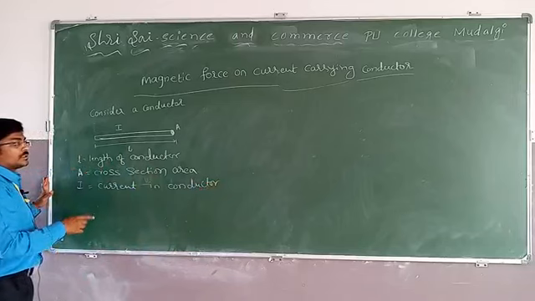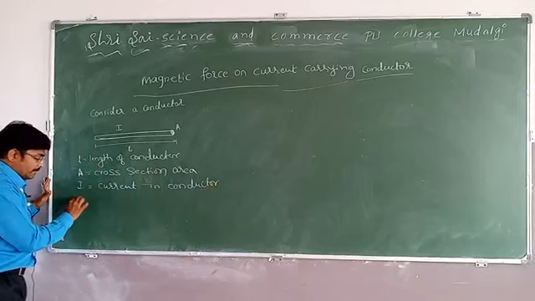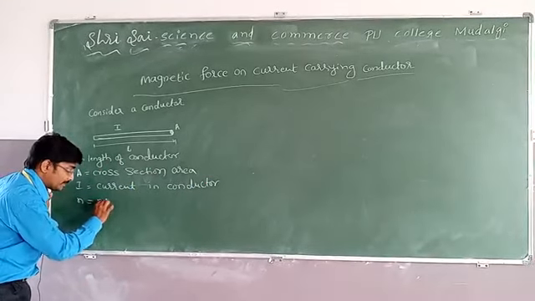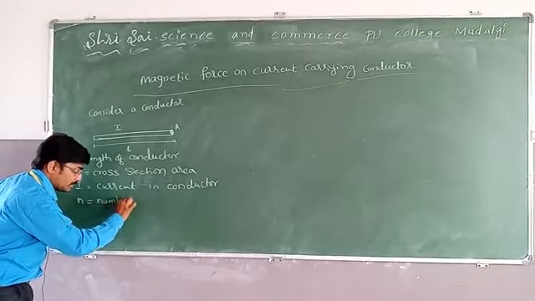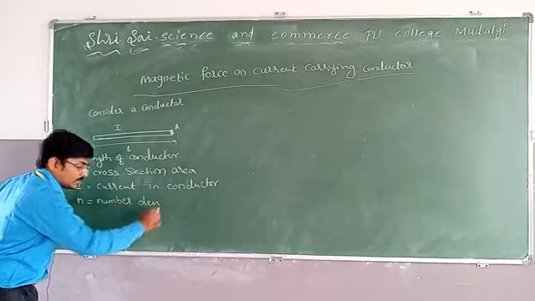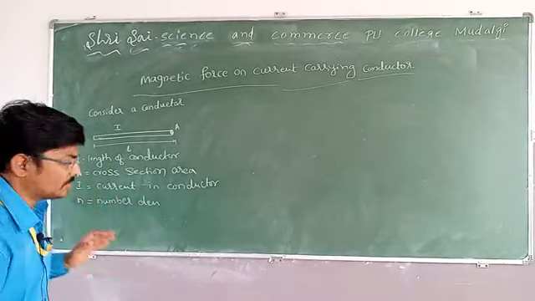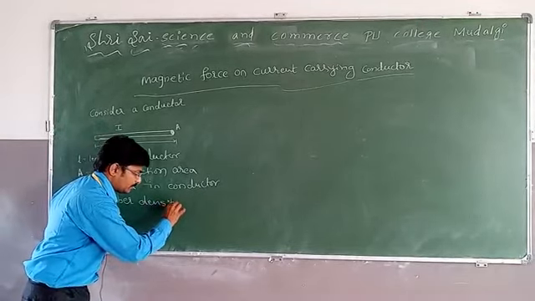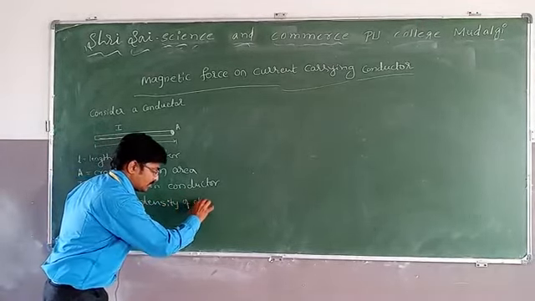How much current is flowing in the conductor? I current is flowing. What is N? See, I will consider one more term, that is N. What is N? Number density, or density of the charge.